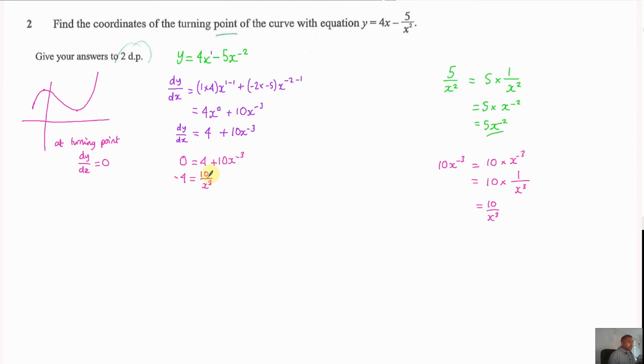What you do, this avoids you having to find a negative root, so you're not going to find the minus third root. It's just not a nice thing to do mathematically. So if I multiply both sides by x cubed, minus 4 times x cubed is 10, and then I need to divide both sides by minus 4, so 10 divided by minus 4, and we know that 10 divided by 4 is 2.5, so it'll be minus 2.5. So our x coordinate will be the cube root of minus 2.5.